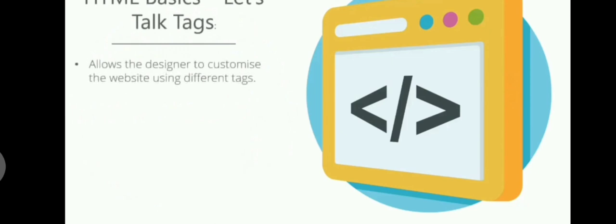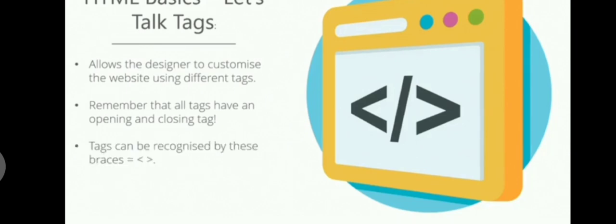So what is an HTML tag? A tag allows the designer to customize the website using different tags. Now your tags fall between braces, as you will see on the right. Remember that all tags have an opening and a closing tag. How I remember this might be a bit silly, but every Tupperware has a lid.